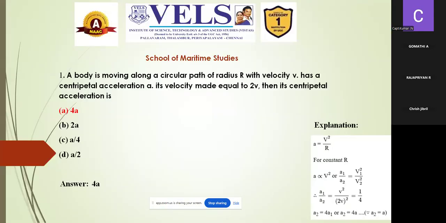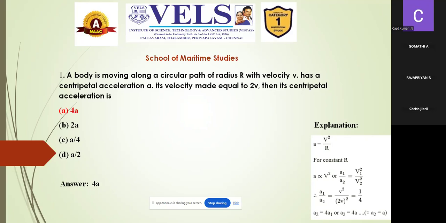Our first question is, a body is moving along a circular path of radius r with velocity v. It has a centripetal acceleration a. Its velocity is made equal to 2v. Then its centripetal acceleration is dash. You just consider a body moving along a circular path. Its radius is r and velocity is v.